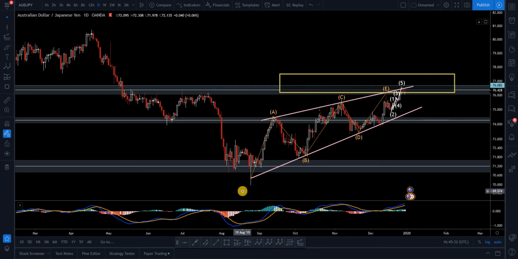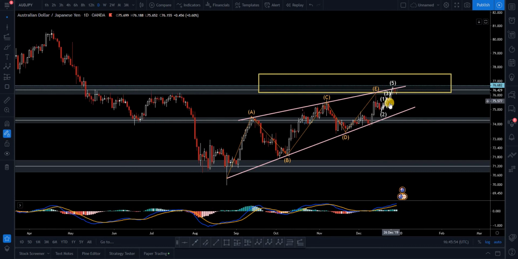Okay, and a triangle. The rule regarding a triangle is that it should have 5 bounces before it continues the original trend, so it's a reversal pattern most of the time. And here we have 1, 2, 3, 4, 5. And what we have here is an A, B, C, D, E, although that E didn't quite make it.